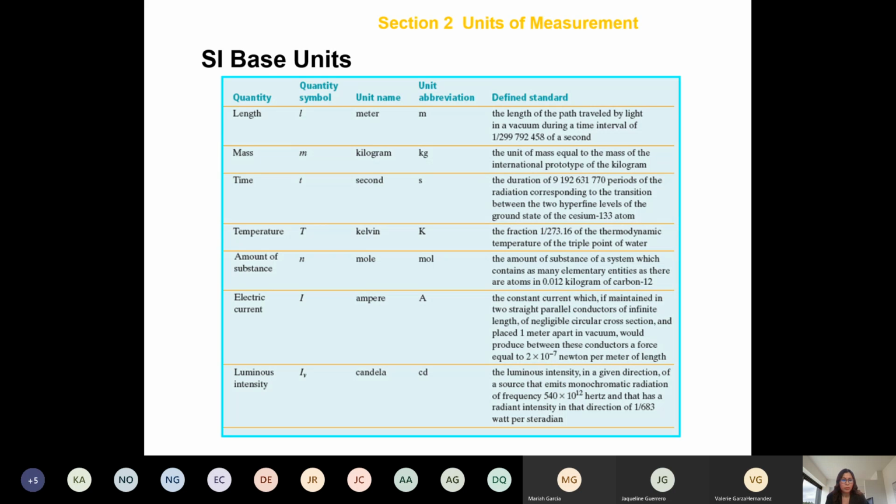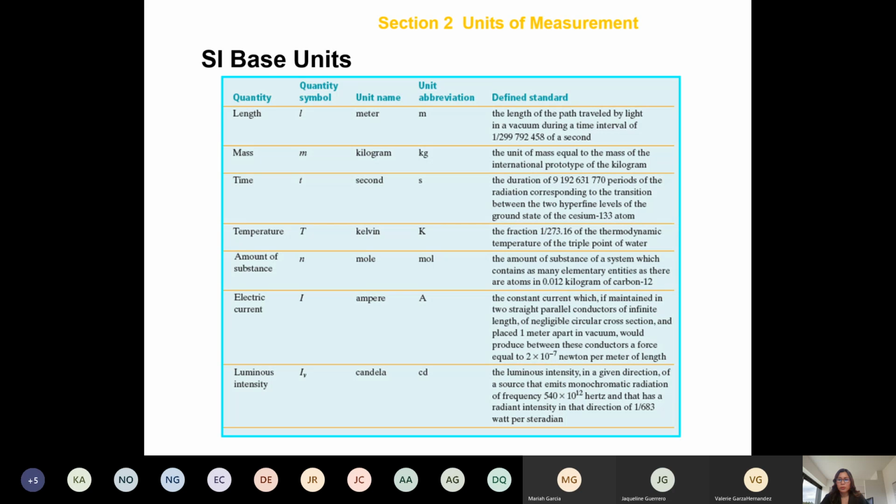Any questions here? Obviously, for time, besides seconds, if you have longer, you would use minutes, hours, or days, or if it's shorter than a second, it could be a millisecond, for example. And for temperature, you are familiar with degrees Celsius and degrees Fahrenheit, but the base unit is Kelvin. So make sure that you know those as well. Raise your hand if you need more time here on this table.